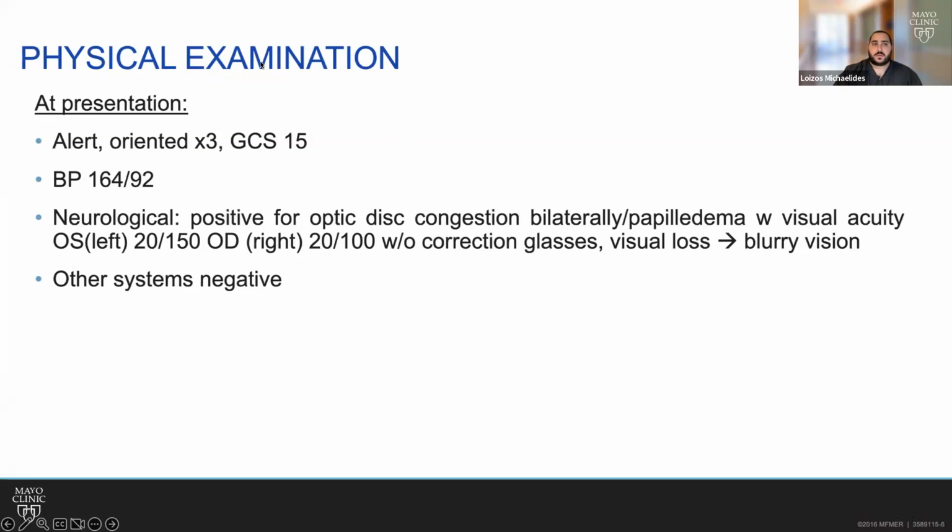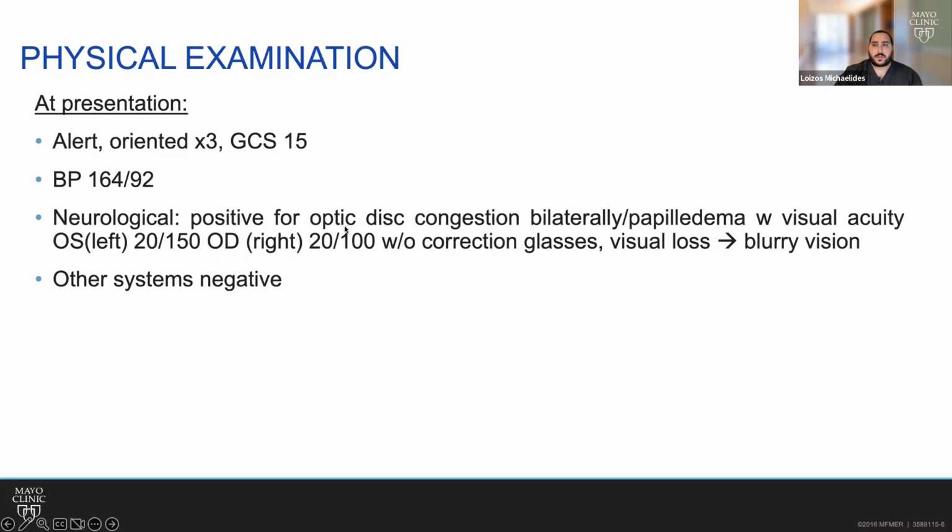Now, in the emergency room during the physical examination, the patient was alert and oriented, with a Glasgow Coma Scale of 15. She had elevated blood pressure and she had decreased visual acuity, more pronounced in the right side. Aside from visual loss, she had blurry vision, but every other system was negative.